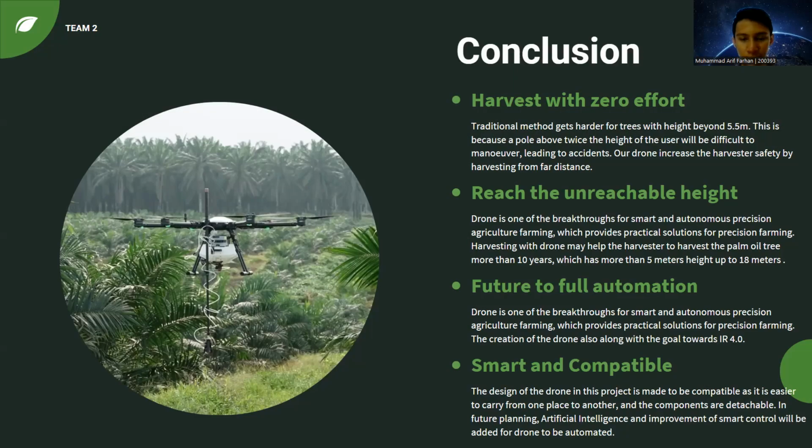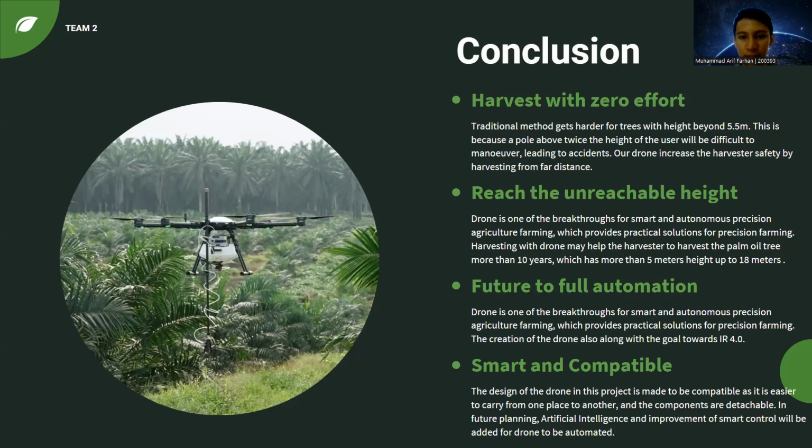As the end of our video, we come up with several conclusions about our design, which is the drone harvesting mechanism. The first one is harvesting with zero effect. The traditional method gets harder for trees with height beyond 5.5 meters. This is because a pole above twice the height of the user will be difficult to maneuver, leading to accidents. So our drone increases the harvester's safety by harvesting the palm oil from a far distance.